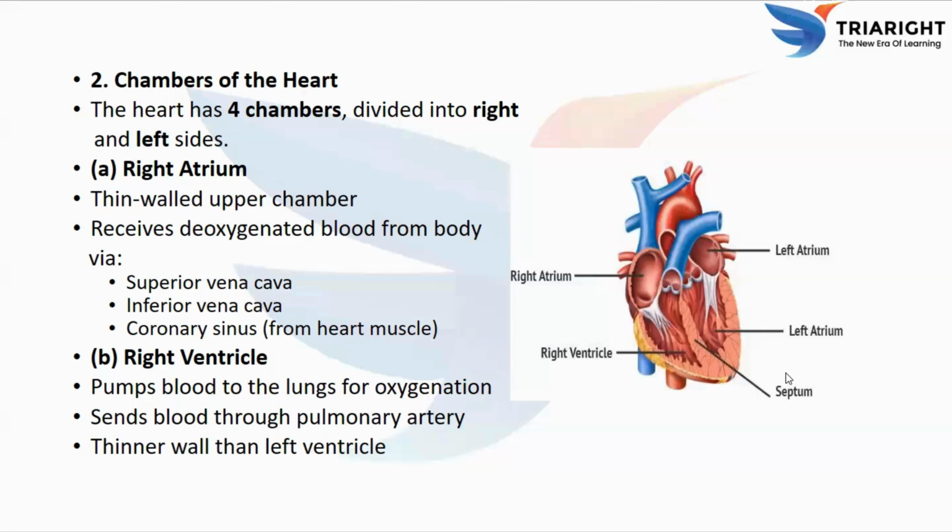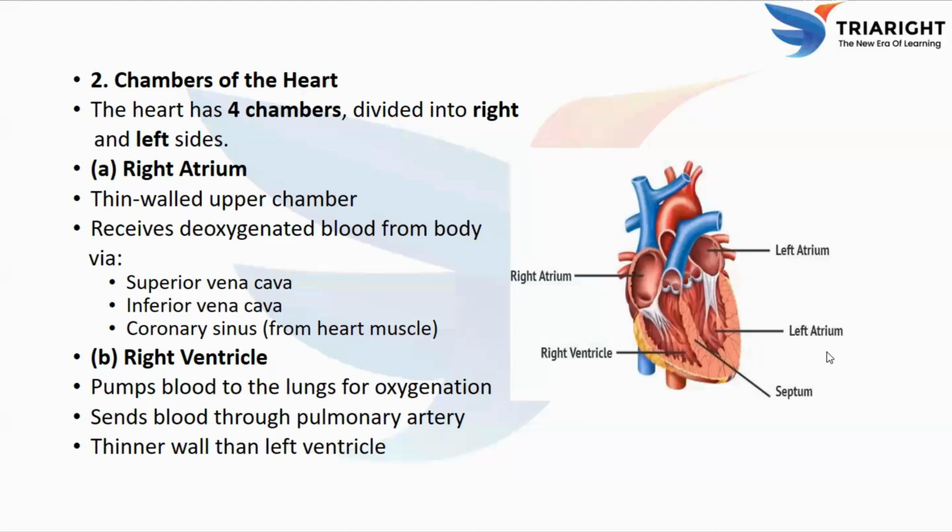So next, coming to the left atrium. In the picture, the left atrium and left ventricle are shown on the left side of the heart, usually colored red because they carry oxygen-rich blood. The left atrium is located on the upper chamber on the left side of the heart. You can clearly see it in the picture.